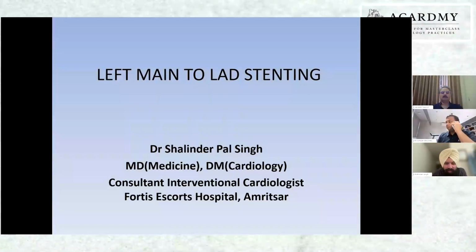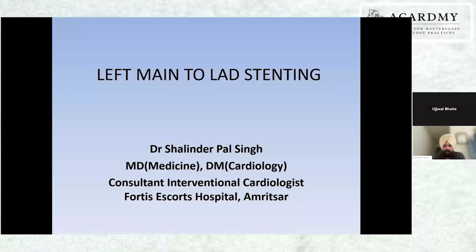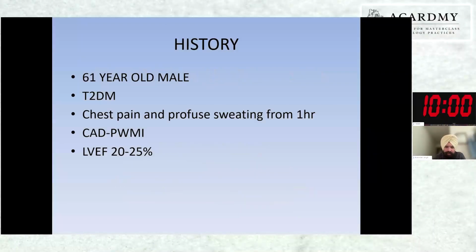Next is Dr. Shalinder. My case is of primary PCI in a 62-year-old male. This is a 61-year-old male, type 2 diabetic, with a history of chest pain with profuse sweating for 1 hour. On ECG, it was a posterior lateral wall MI. And I got the call early in the emergency.